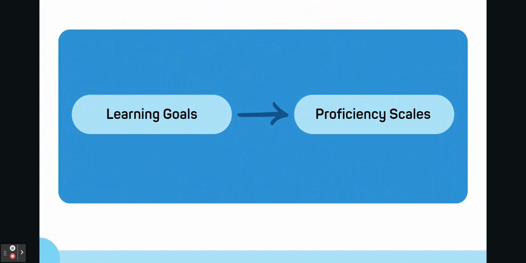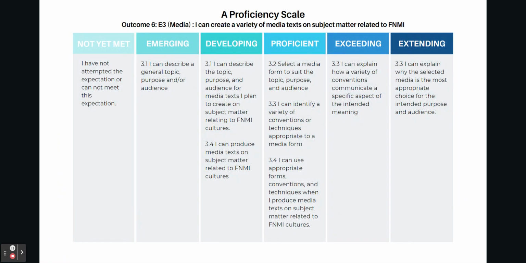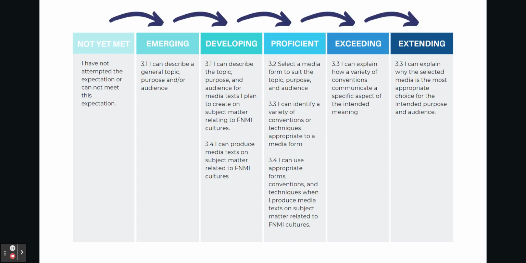Ideally, we would now organize these learning goals from each outcome into a proficiency scale. This works best if we can see our learning goals representing different levels of achievement within the outcome. For example, here's a completed proficiency scale from the NBE English course. Notice that students can progress through the skills in the outcome from an emerging level to an extending level.